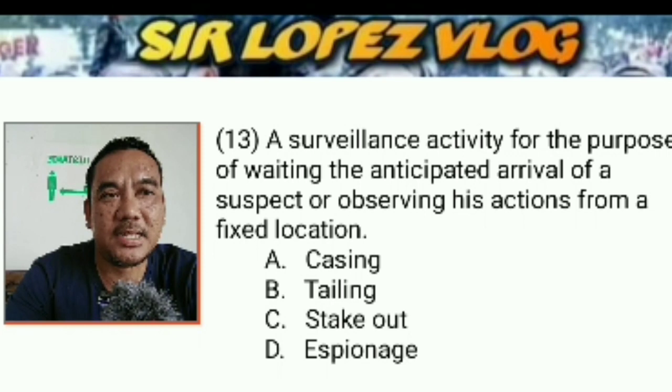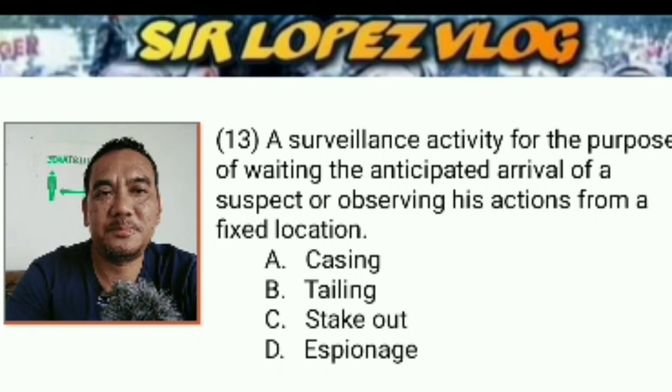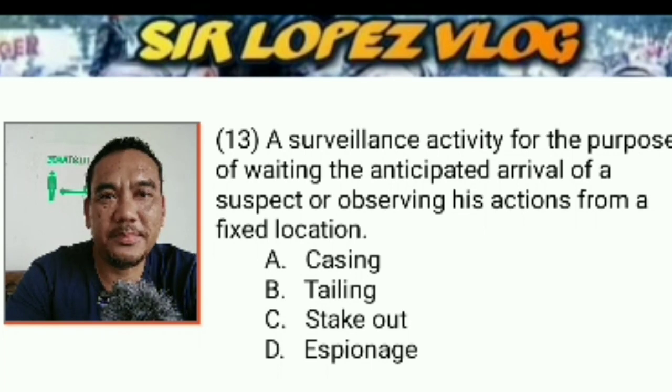A surveillance activity for the purpose of waiting for the anticipated arrival of a suspect or observing his actions from a fixed location. A. Casing. B. Tailing. C. Stakeout. Or letter D, Espionage. Number 14.